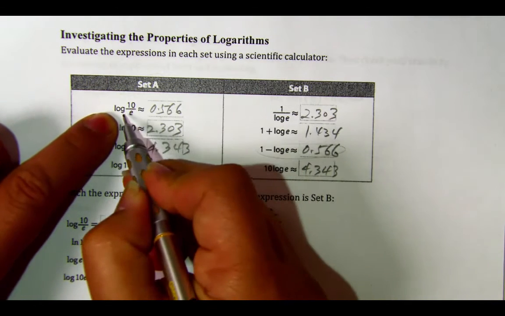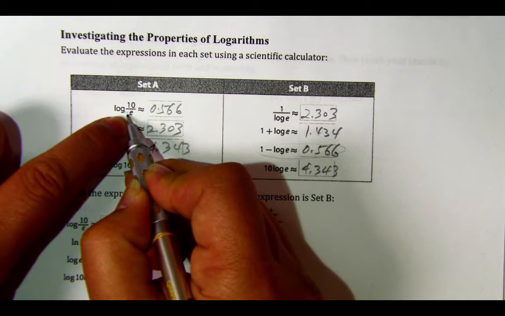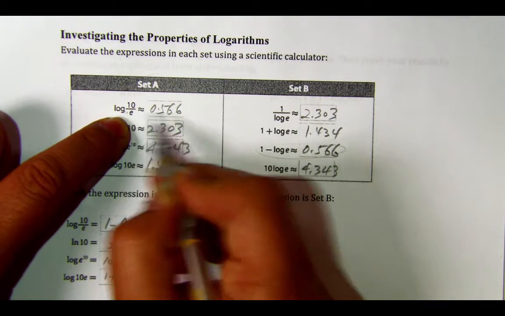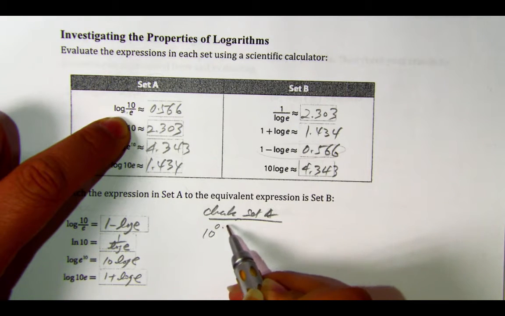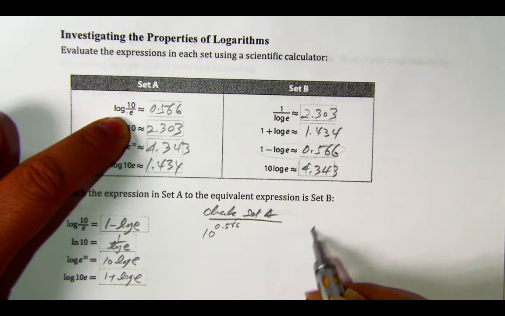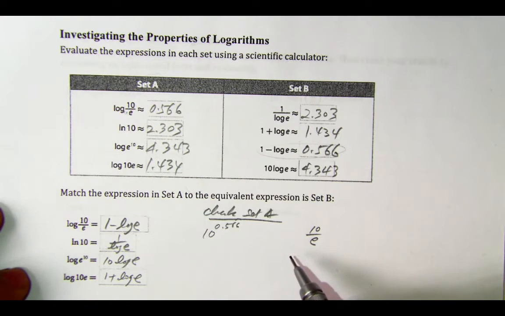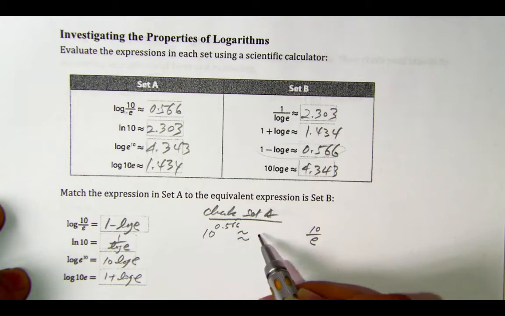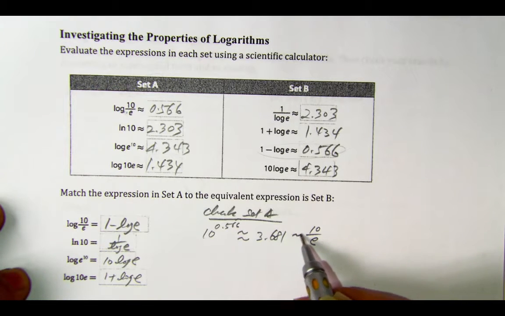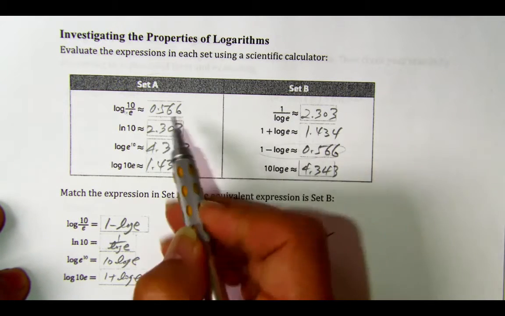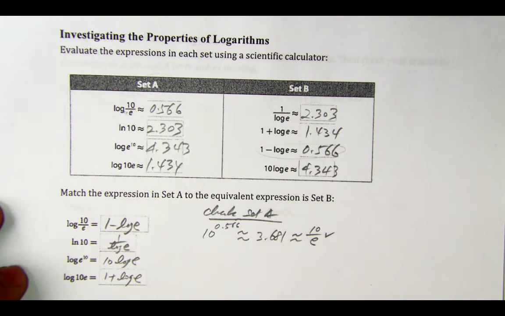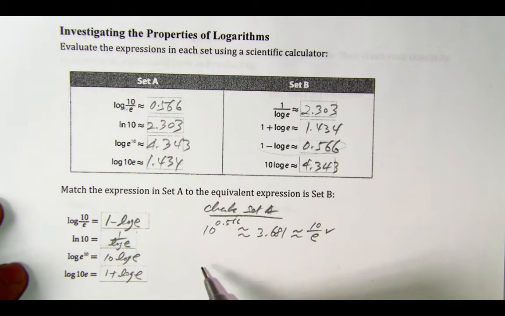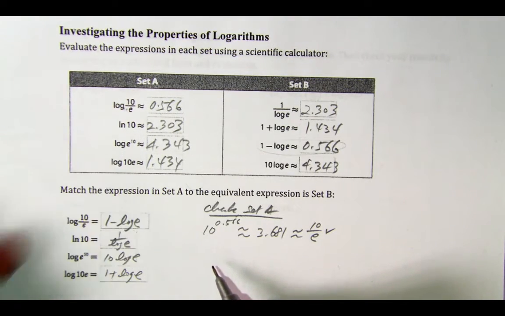That expression is base 10, isn't it? So if you put that in exponential form, that means 10 to the power of 0.566 would have to equal 10 over e. When you put that into the calculator, I got 3.681, which is approximately equal to this. Obviously, because we stopped at 3 decimal places, the value is not going to be exactly the same, but it's very, very close. And you do the same thing for these 3.